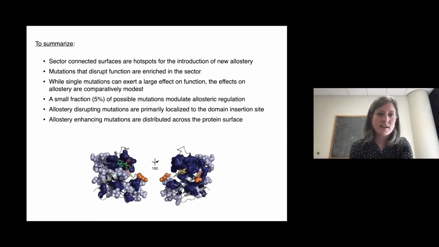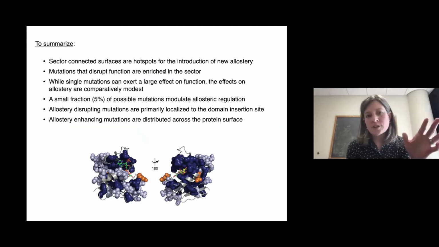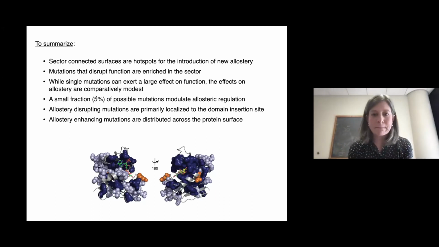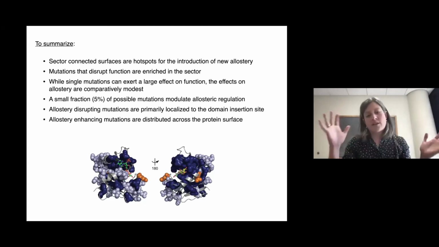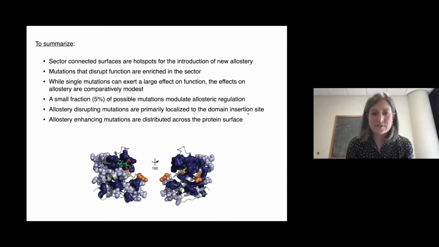Okay, so to summarize, basically what we've seen in past work is that these sector-connected surfaces are hotspots for introducing new allostery. Mutations that disrupt function are enriched in the sector, right? So when we make mutations in the sector, they tend to disrupt DHFR activity. And while single mutations can exert a large effect on function, the effects on allostery tended to be comparatively modest. A small fraction, about 5% of these mutations, modulated allosteric regulation. The allostery disrupting mutations were localized to the domain insertion site, while the allostery enhancing mutations were all over the place on the protein surface.